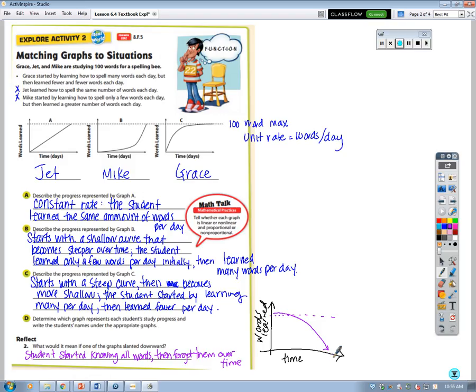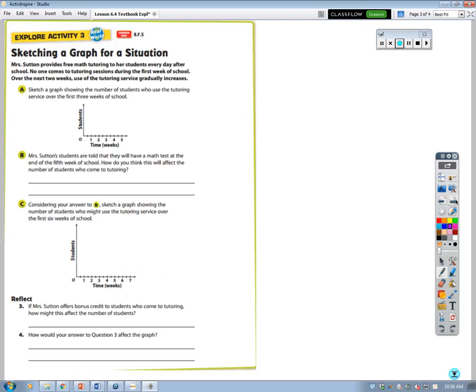Okay, let's go ahead and take a look at that third graph now, which is sketching a graph for a situation. So we've got Miss Sutton, who provides free math tutoring to her students every day after school. No one comes to tutoring sessions during the first week of school. Over the next 2 weeks, though, use of the tutoring service gradually increases. So part A wants us to sketch a graph showing the number of students who use the tutoring service over the first 3 weeks of school. So 1, 2, 3, first 3 weeks of school.